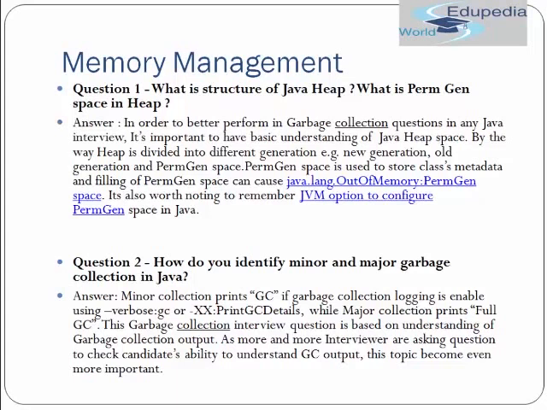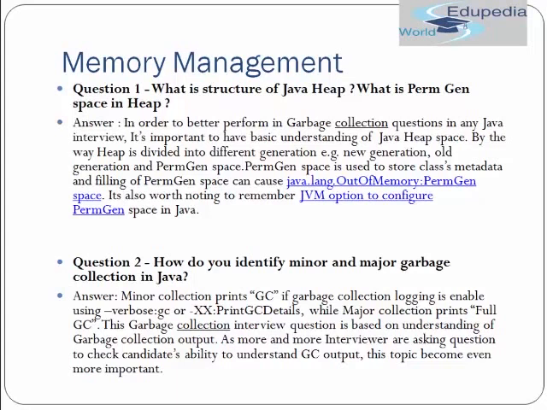By the way, heap is divided into different generations, for example new generation and old generation. As we have already studied in our first tutorial of memory management, heap is divided into a nursery part and an old part. The nursery part is the new generation and the old part is the old generation, and there is a perm_gen space. Now, what is perm_gen?